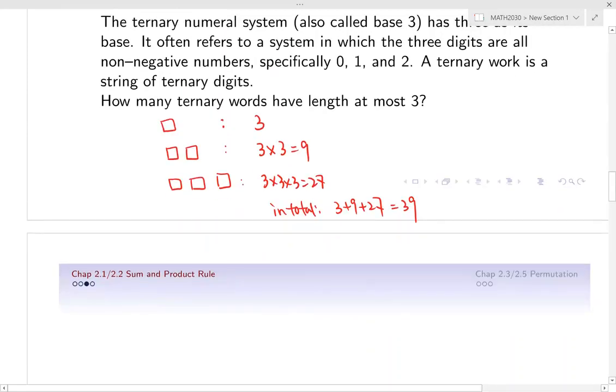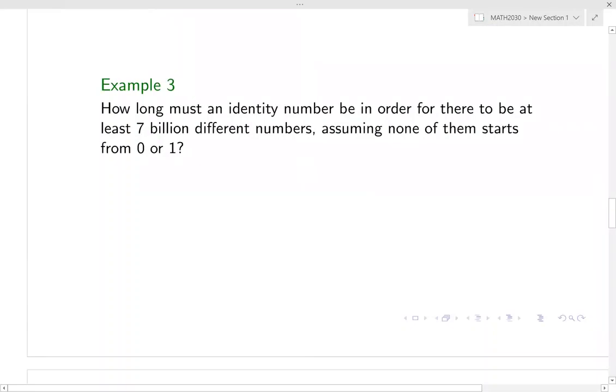All right, let's move on. The next example: how long must an identity number be in order for there to be at least 7 billion different numbers, assuming none of them starts with 0 or 1? In this question, we don't really know how long this identity number could be, which means there are a few places that we need to fill up, and we want the number of choices to be greater than or equal to 7 billion.